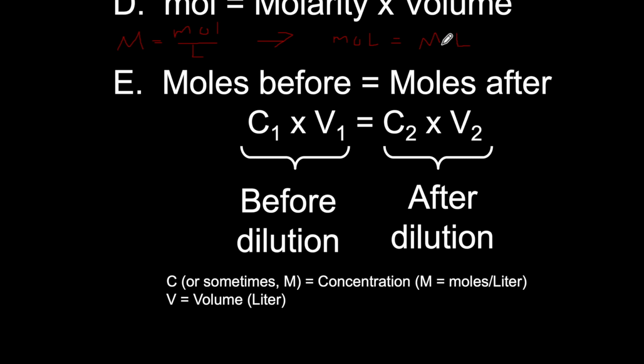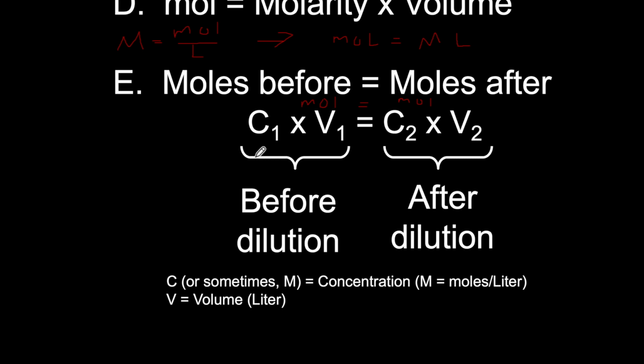So in other words, if I take molarity times liters, or molarity times volume, that would equal a mole. And moles before equals moles after. Since a mole is equal to molarity times liters, or the concentration times the volume, we end up with this equation here. You'll see C1V1 is equal to C2V2.